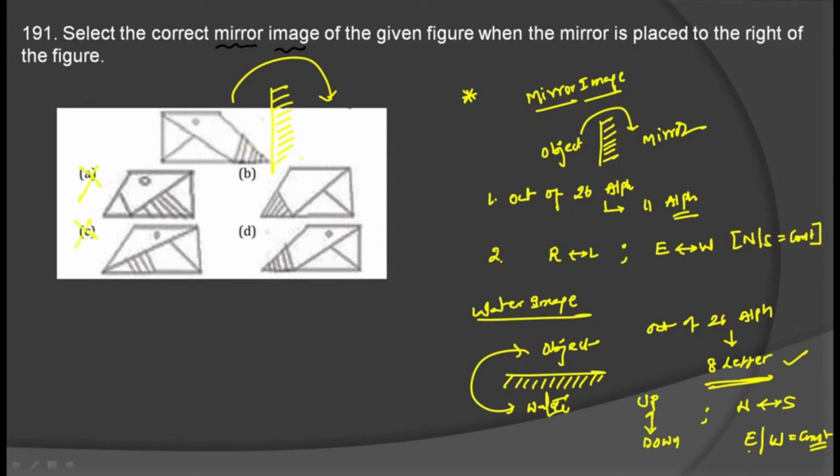You can eliminate this C, guys. Now, if you identify this particular dot, this particular circle is not there in B. Now you can choose your option as B, exactly. Based on the directions, we can get the answers.